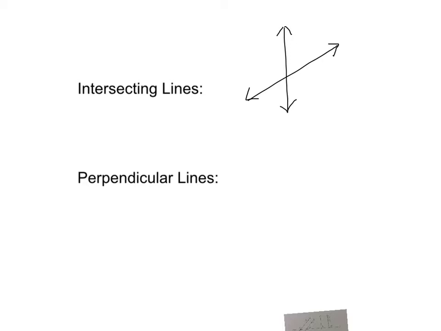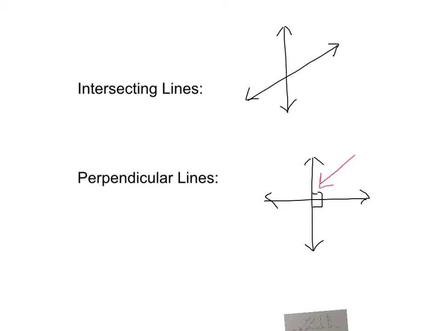Our perpendicular lines are a little more specific or particular. With perpendicular lines, they also intersect like my above figure. However, when they are intersecting, they are going to be intersecting and making perfect 90-degree angles. Your 90-degree angles can be found right here. They're also known as right angles.